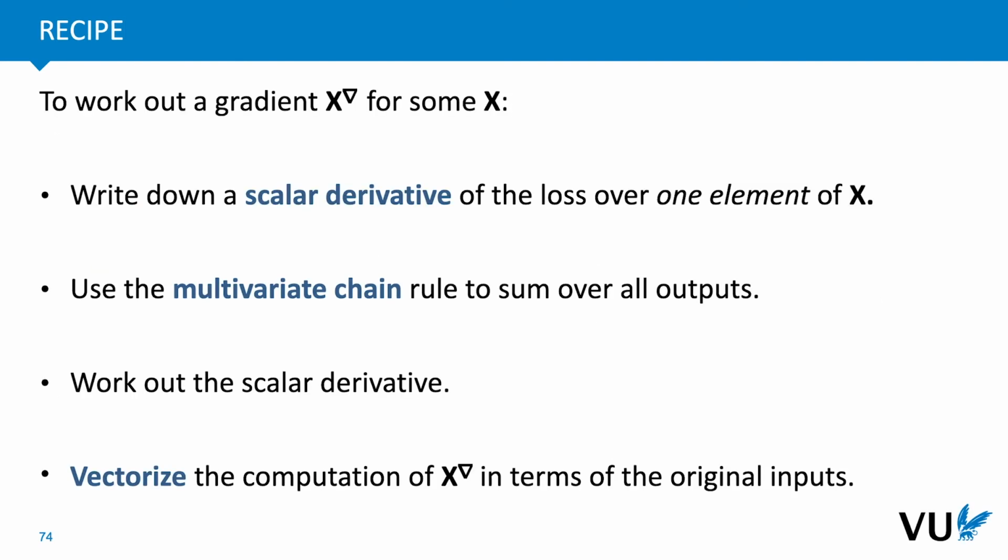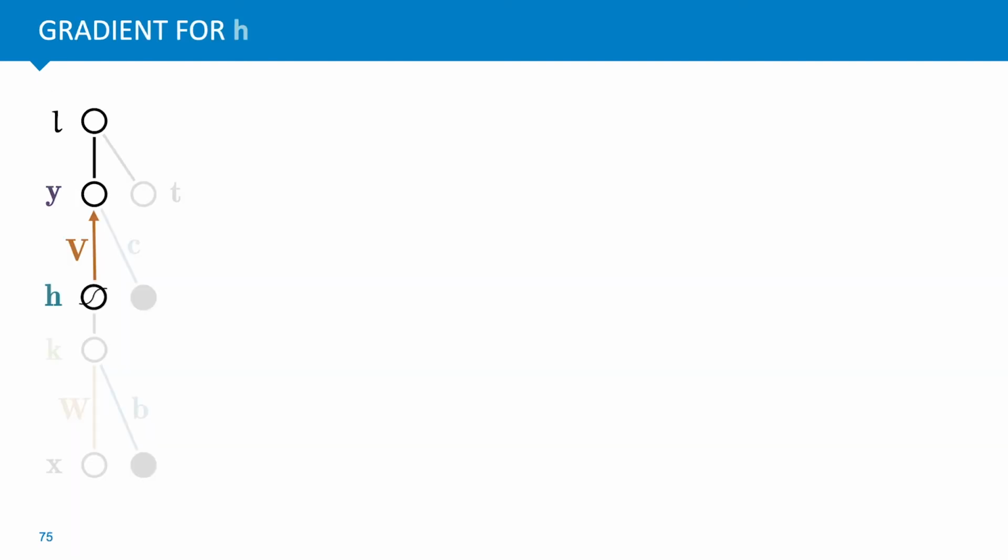So to recap, to work out a particular gradient x nabla for some x, we write down a scalar derivative of the loss over one particular element of x. We use the multivariate chain rule to sum over all outputs and to work out this gradient in scalar terms. And then we vectorize the computation of that gradient into some computation in terms of purely matrix products and vector operations. So to finish up the video, we'll simply continue our walk down the computation graph.